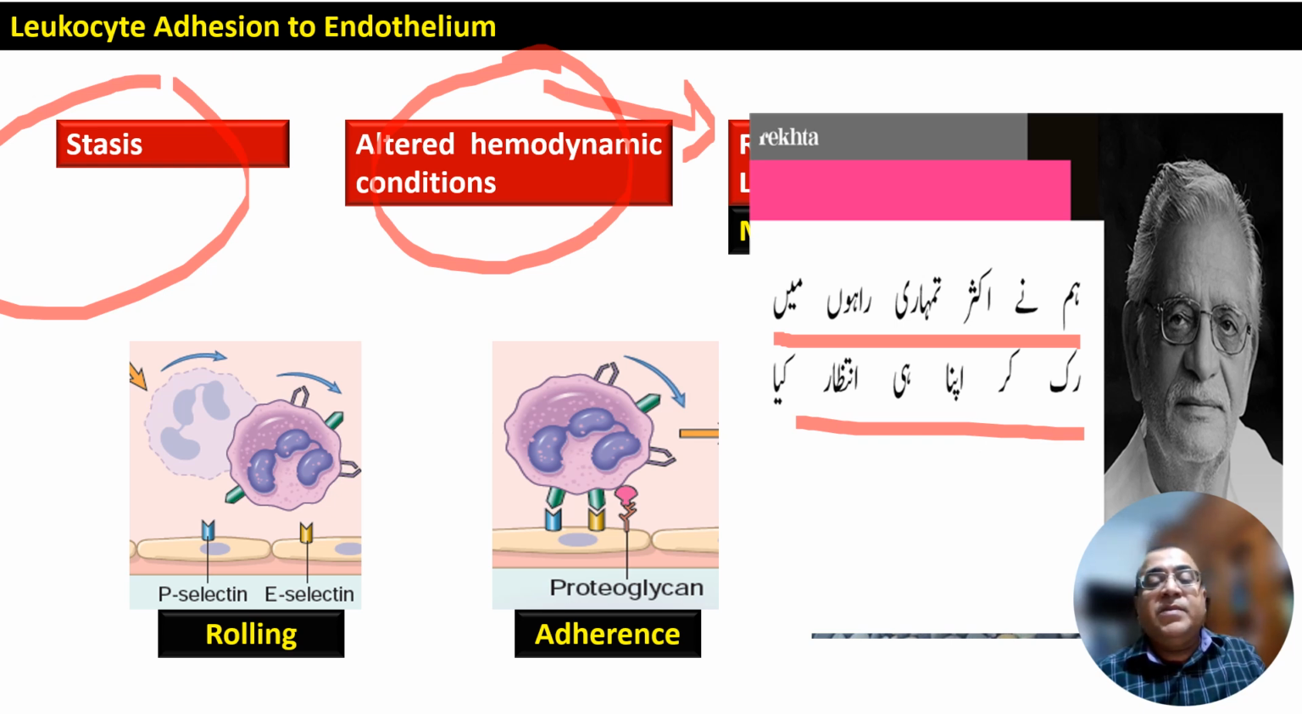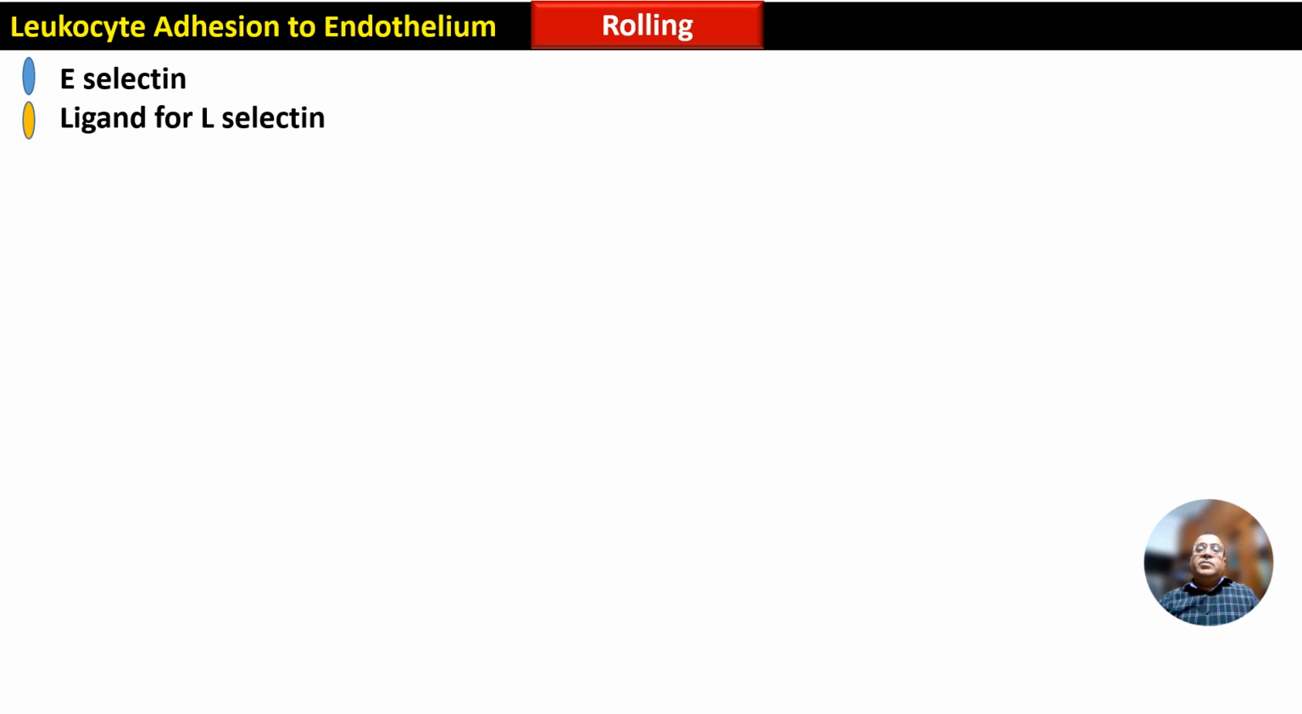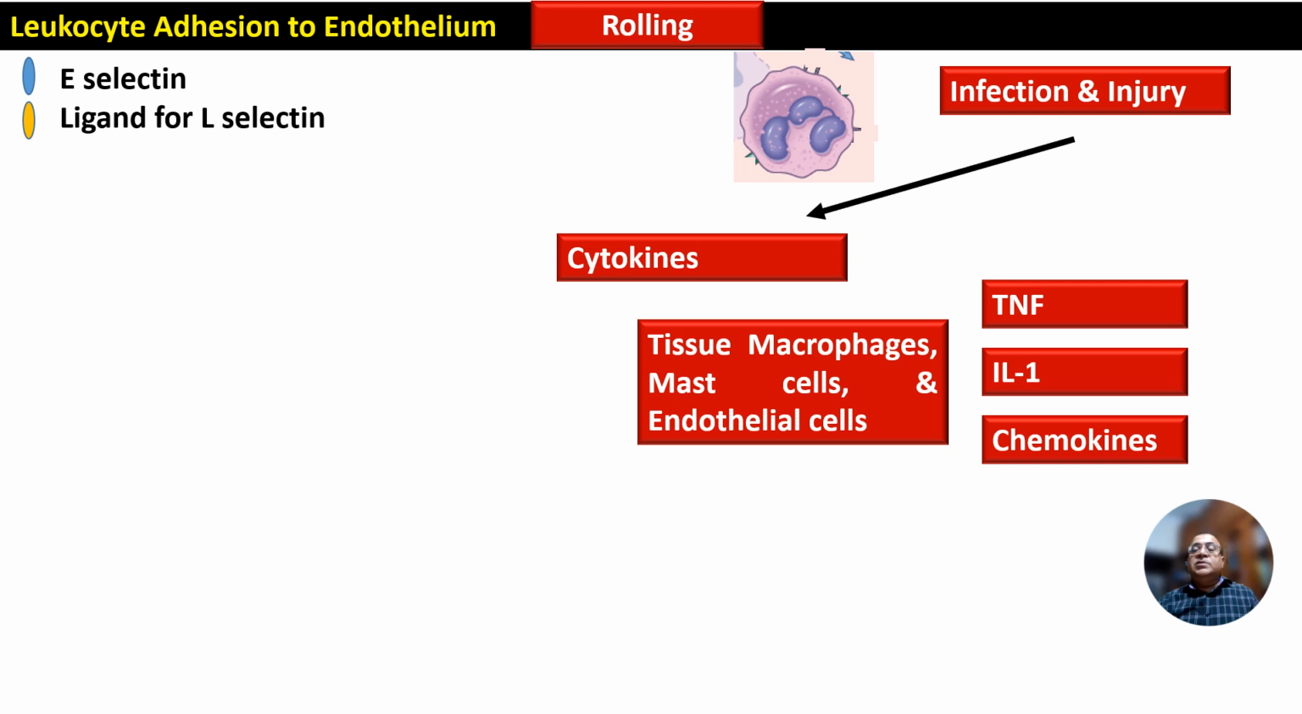After that, the process of rolling and then the adherence occur. Now the process of rolling. E-selectin is one of the molecules that are responsible for the rolling mechanism.